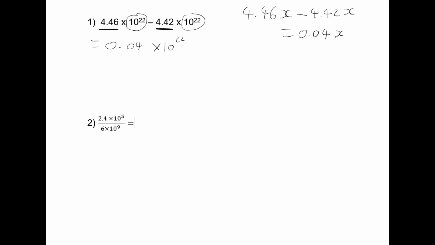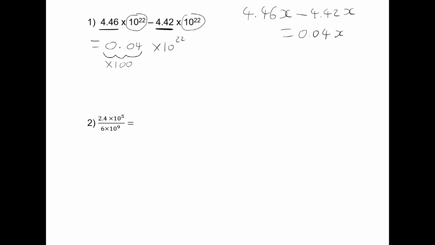Now, to write this in standard form, I want to times 0.04 by 100. The reason I'm doing this is to make 0.04 into 4, because in order for a number to be in standard form, it needs to be of the form a times 10 to the n, where a is less than 10 but bigger than or equal to 1, and n is a whole number. So what I'm going to do is multiply 0.04 by 100.